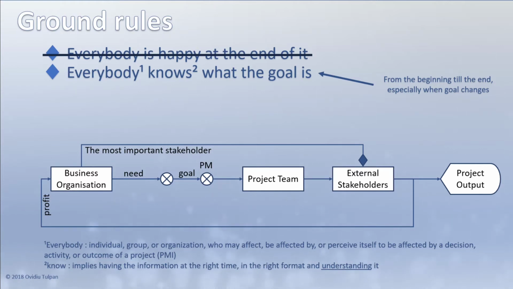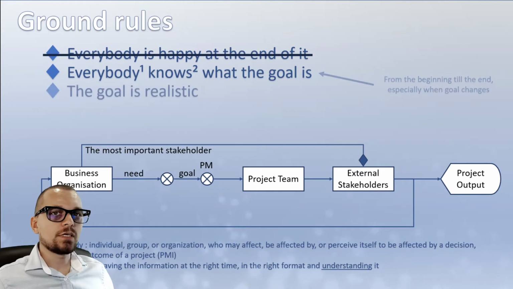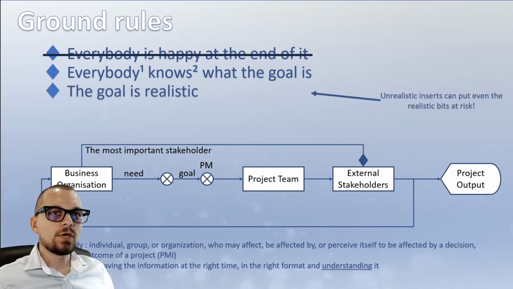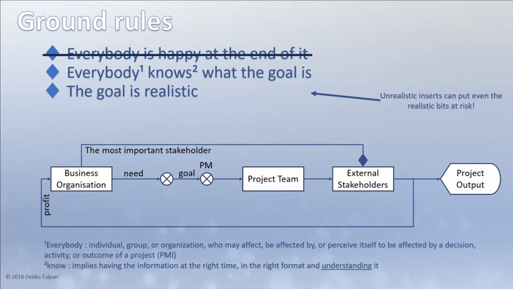Another important aspect is to have a realistic goal, because unrealistic bits can put even the realistic bits at risk. For example, a team can concentrate efforts on something which is more exciting for them to do, but in the overall picture is just a nice-to-have feature, nothing to do with the main functions of the systems they are working on. The next bit is related to communication.